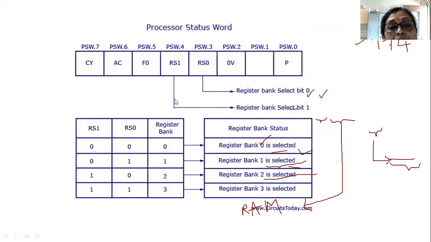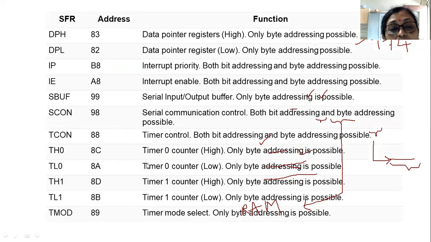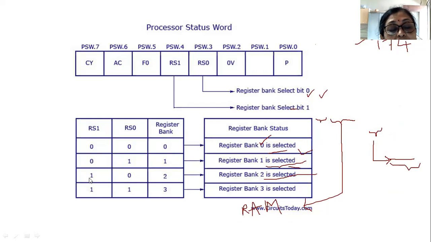Whenever these are 0, 0, bank number 0 will be selected. When these bits are 0, 1, bank number 1 will be selected. When these bits are 1, 0, bank number 2 will be selected. When these bits are 1, 1, bank number 3 will be selected. Each bank has 8 registers, starting from R0 to R7.